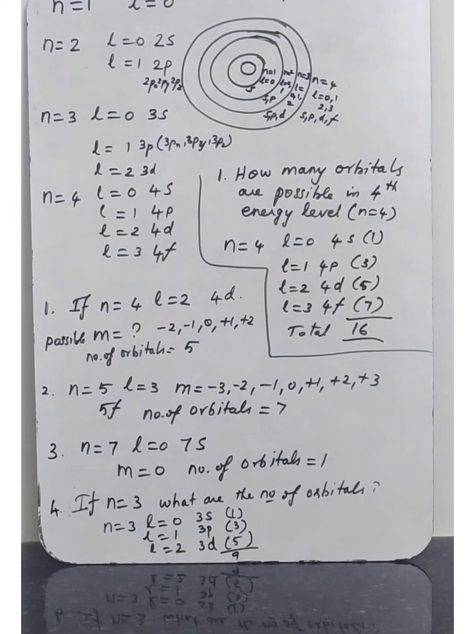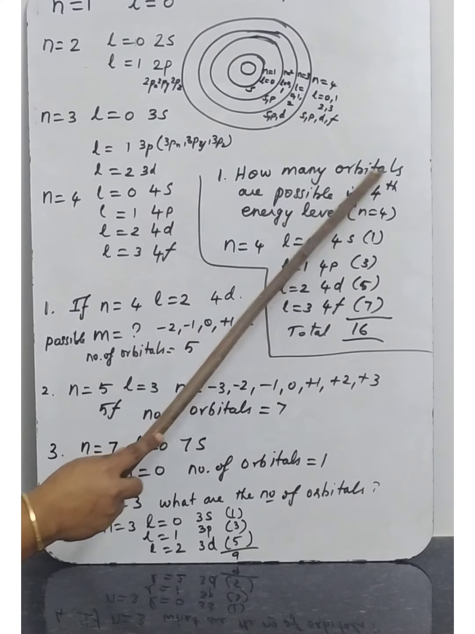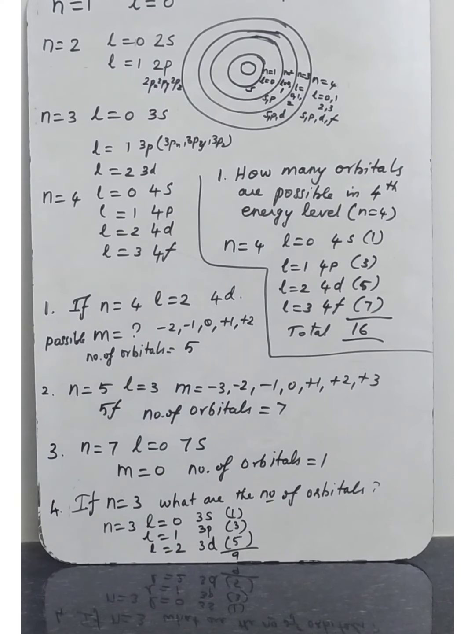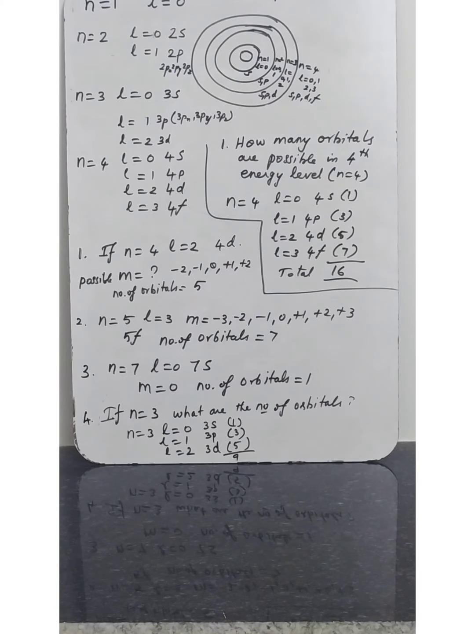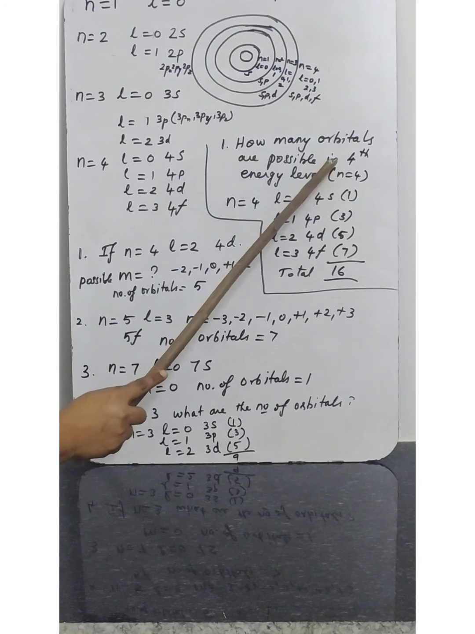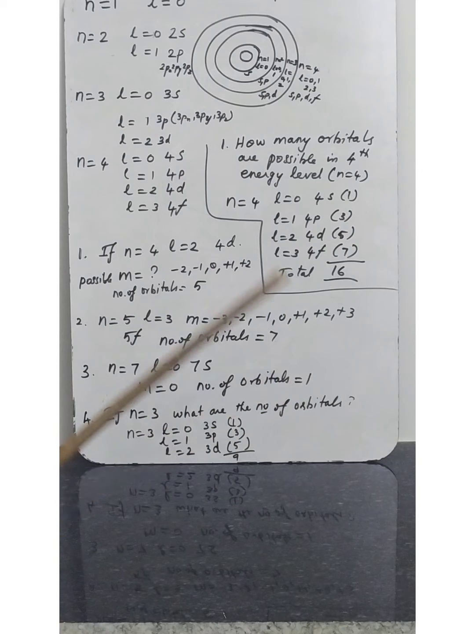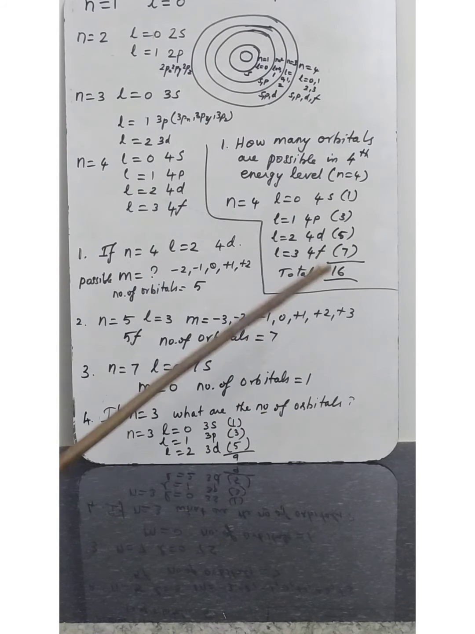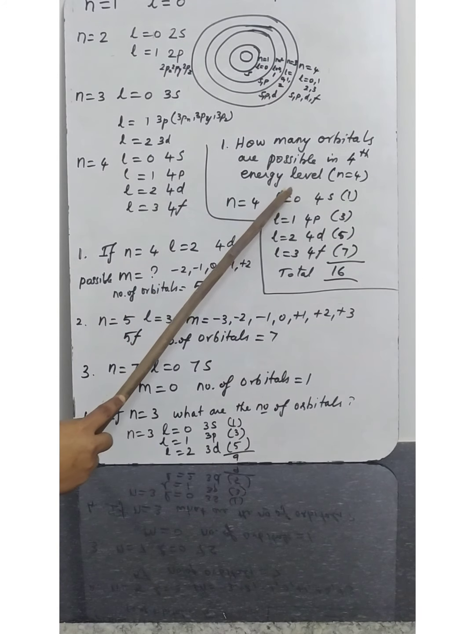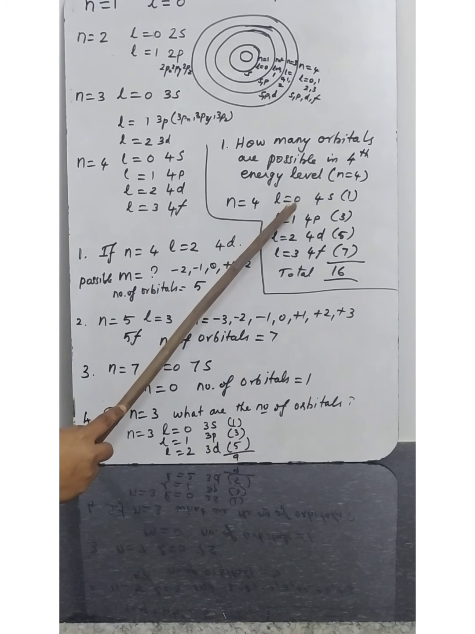Okay, understood? Now the question is, how many orbitals are possible? They may ask this kind of question for 2 marks, no? Very important one. That 2 marks may even be asked in the compulsory question. How many orbitals are possible in the fourth energy level, that is n equal to 4? How many number of orbitals are possible? If n equal to 4, what are the possible L values? 0, 1, 2, 3. Understand?